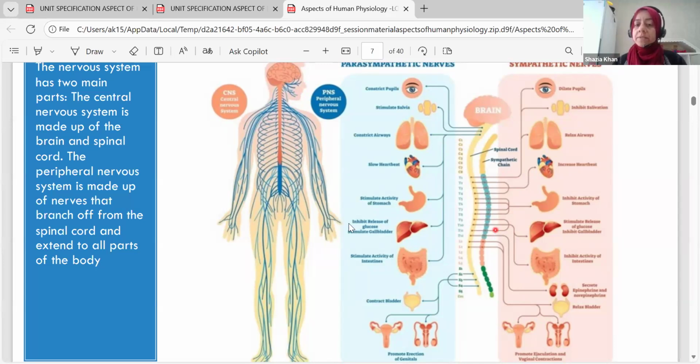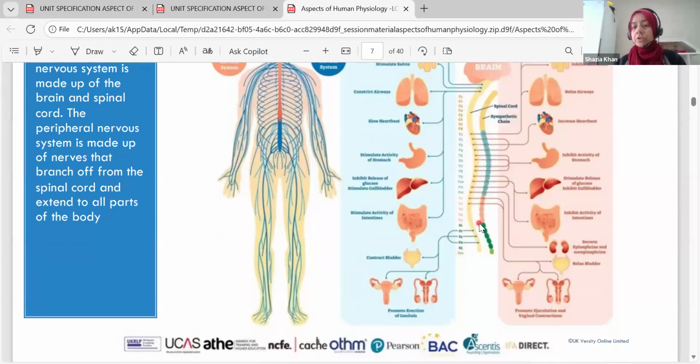Now, in the parasympathetic nervous system, I'm not going to go too much into detail, I'll talk a bit about it later on, but these are the major functions of the parasympathetic and the sympathetic nerves. And the stomach, through the parasympathetic nervous system, it stimulates activity of the stomach, whereas there's inhibition of activity of the stomach through the sympathetic nervous system. There's parasympathetic stimulation, which inhibits release of glucose, and it stimulates the activity of the intestines and contracts the bladder. So your bladder is contracting more, whereas there's more relaxation of the bladder.